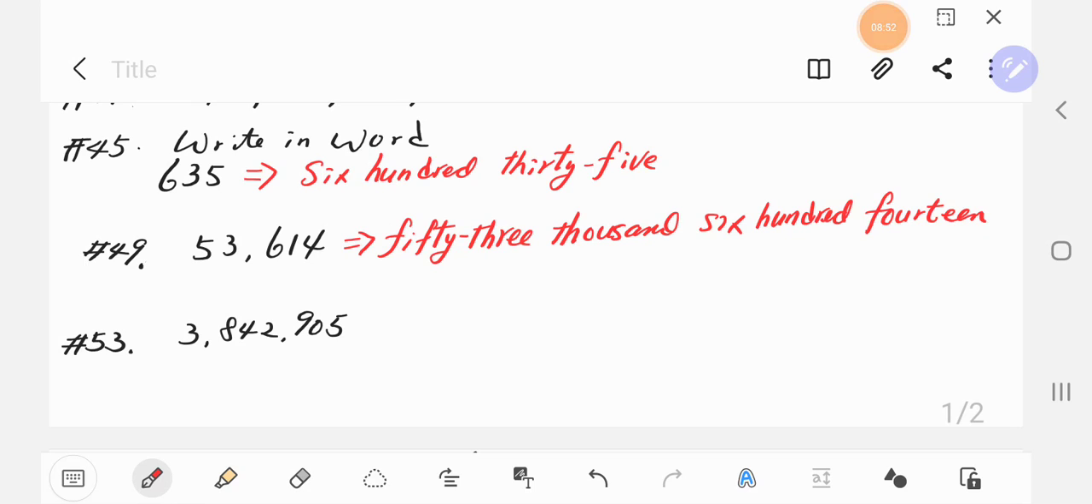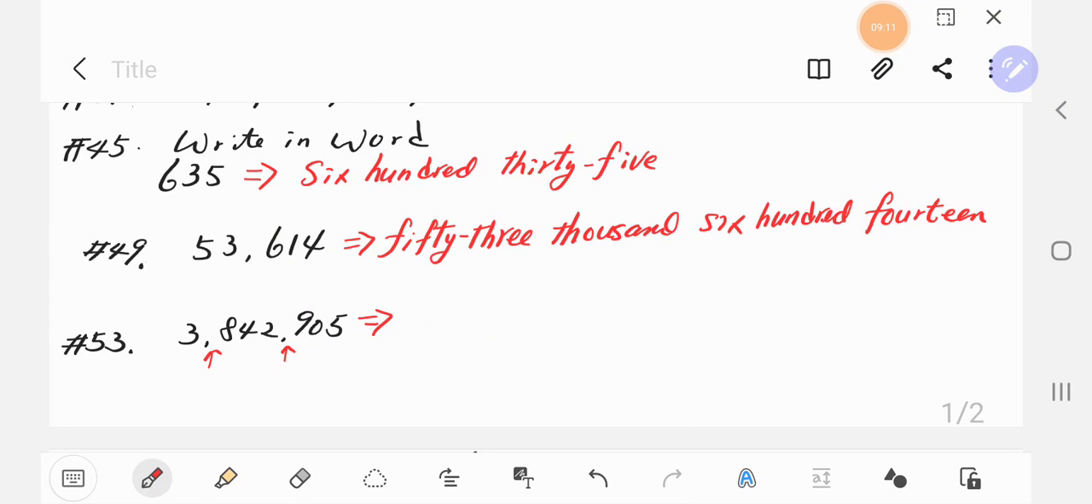Okay, so 53, you can put a hyphen here, so 53,614. How about number 53? So there are, this is thousands, this is millions, right? Millions. So 3,842,905.